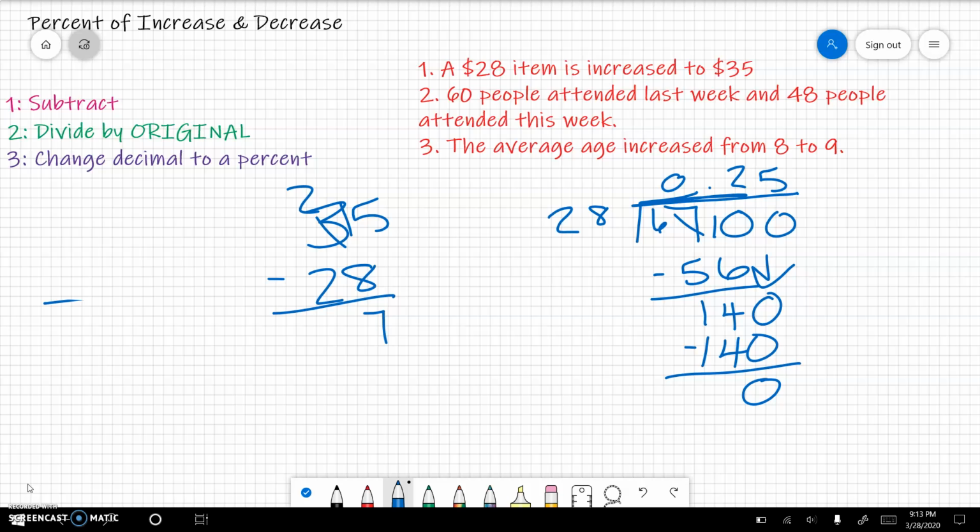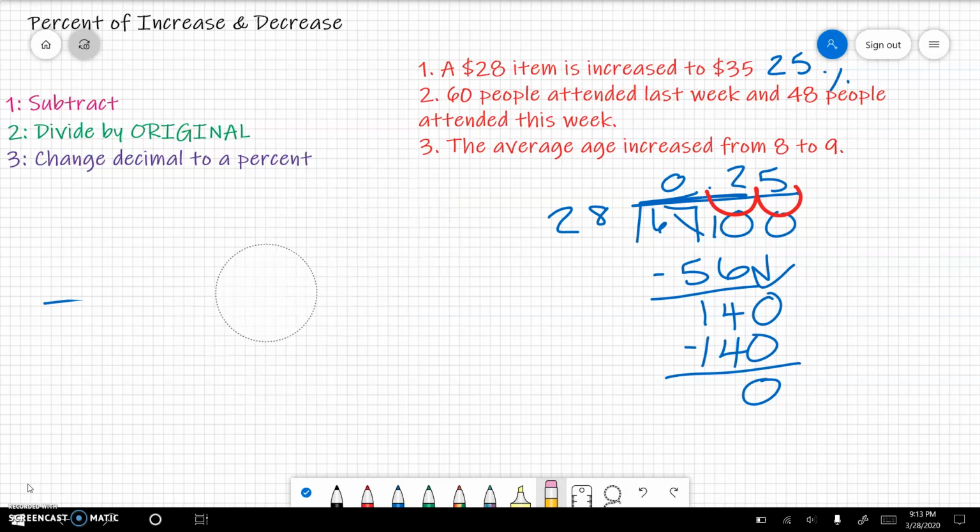Look at the left, step 3. It says change the decimal to a percent. We've been doing this already. You should remember to change a decimal to a percent, move the decimal over 2 times. There is my answer to number 1, 25% for number 1.